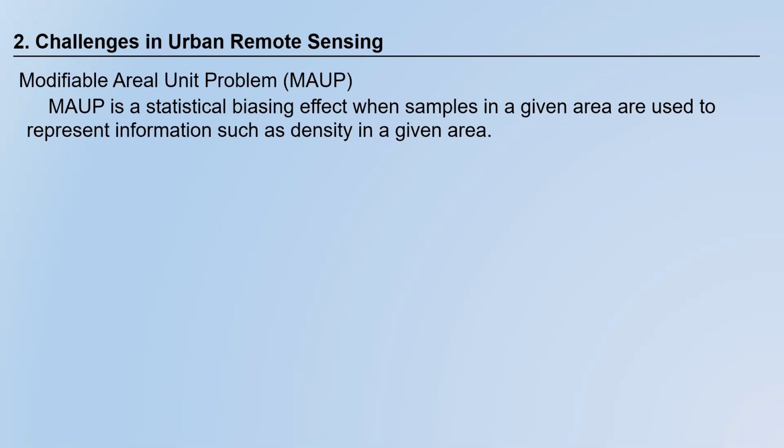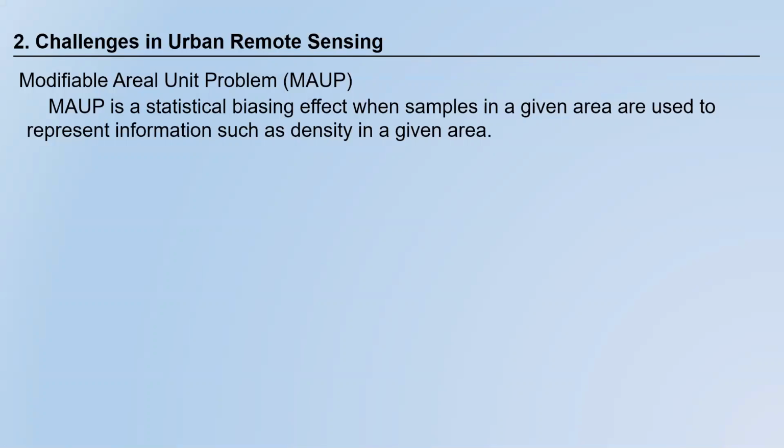So it is a statistical biasing effect when samples in a given area are used to represent information such as density in a given area. Actually, this problem, MAUP, is not exclusive to remote sensing or even to GIS. It's widely distributed in different disciplines when you're trying to sample something within a space.